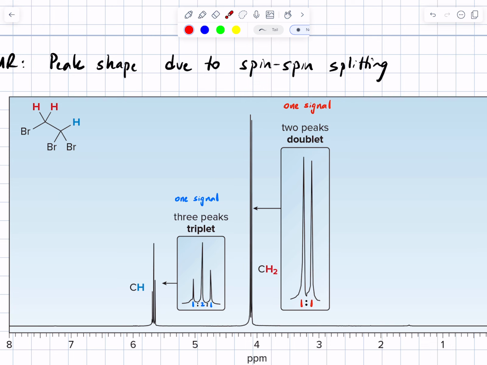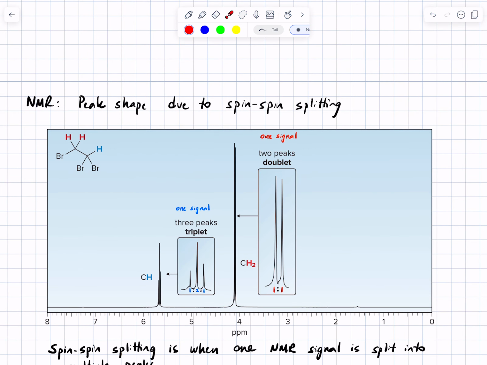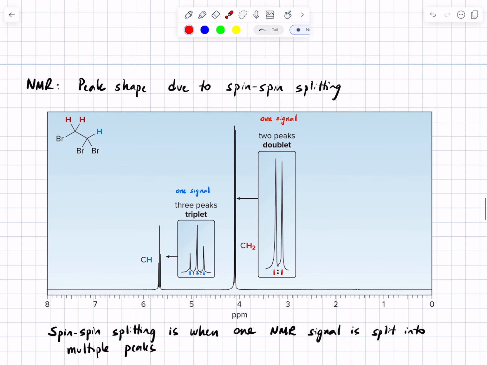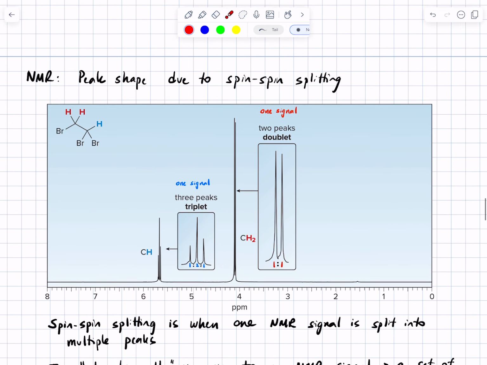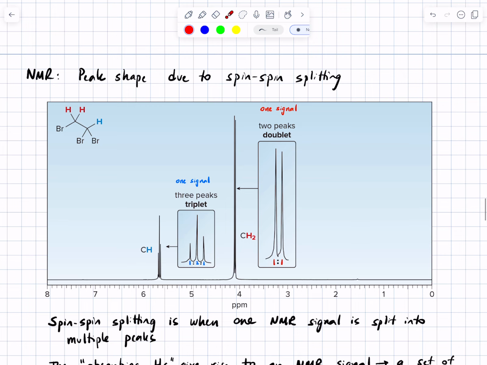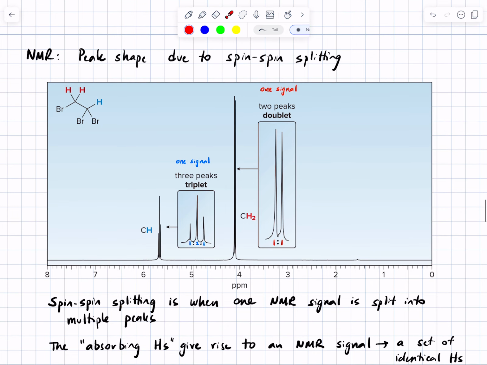The peak at lower chemical shift corresponding to the NMR signal for the two red protons, if we zoom in, is a two-peak pattern, which we call a doublet, and those two peaks are present in basically a 1 to 1 ratio. Now, as I said, this splitting occurs when one NMR signal is split into multiple peaks.